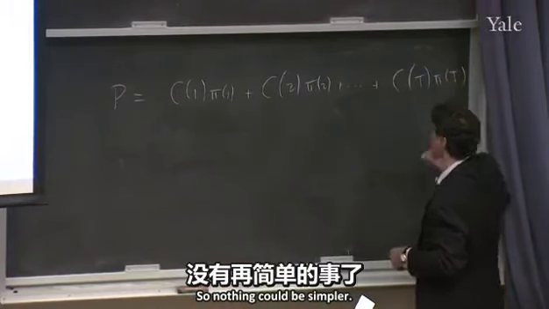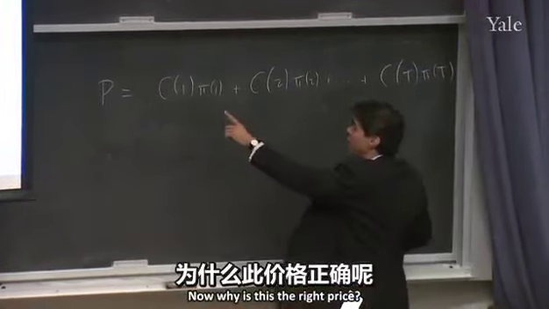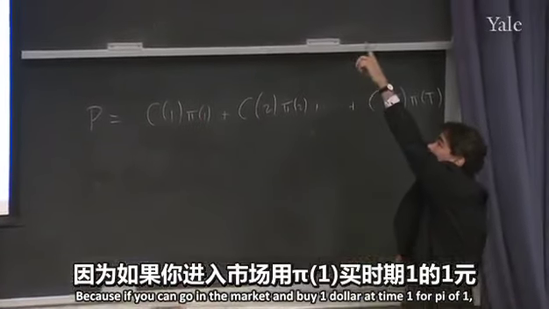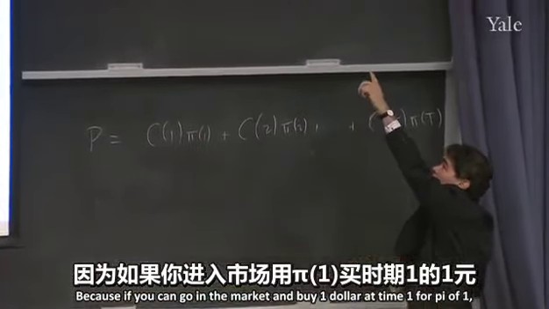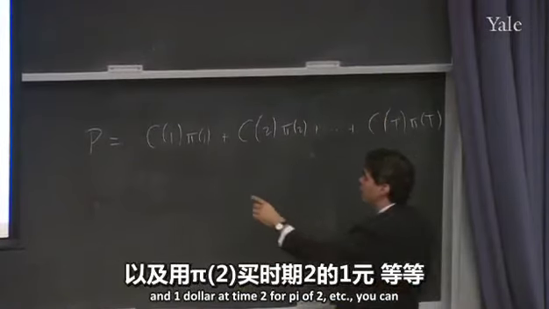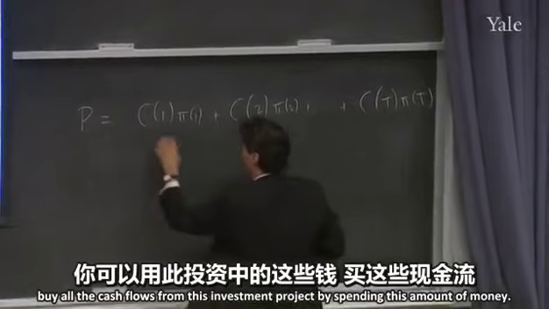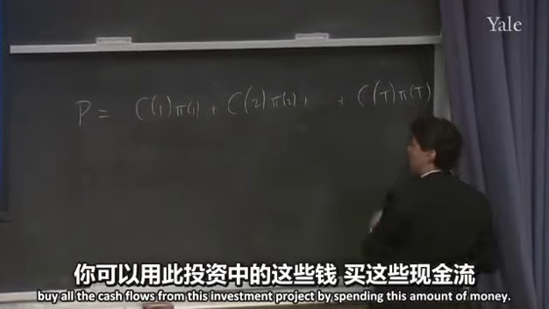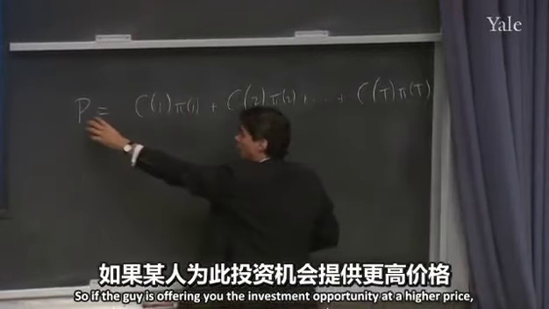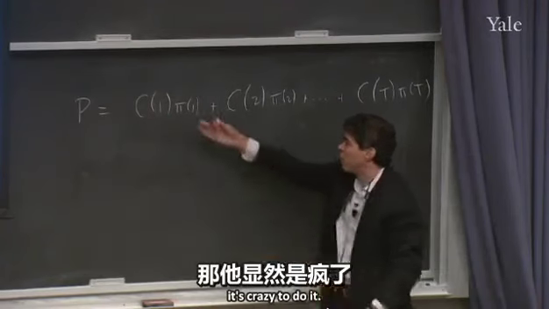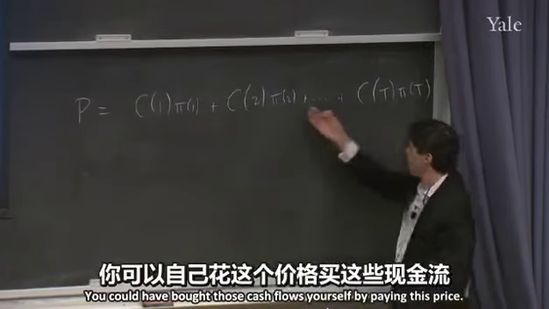So nothing could be simpler. Now why is this the right price? Because if you can go in the market and buy $1 at time 1 for pi of 1 and $1 at time 2 for pi of 2, etc., you can buy all the cash flows from this investment project by spending this amount of money. So if the guy is offering you the investment opportunity at a higher price, it's crazy to do it. You could have bought those cash flows yourself by paying this price.